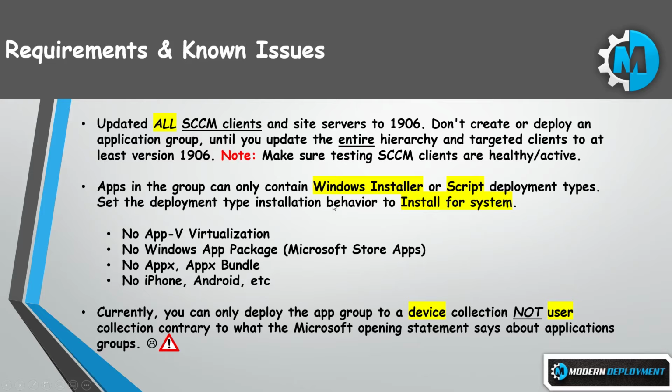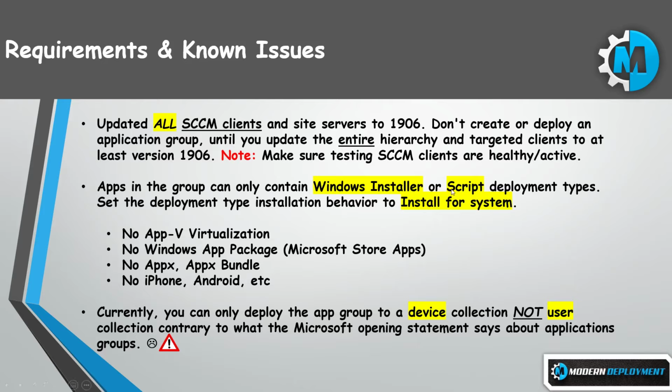Also, the apps in the group, so the app model apps that you create, can only contain Windows Installer or script deployment types. And also the deployment type installation behavior has to be set to install for system. So that means that you can't use App-V virtualization apps or Windows Store for Business apps, AppX bundles, iPhone apps, etc.